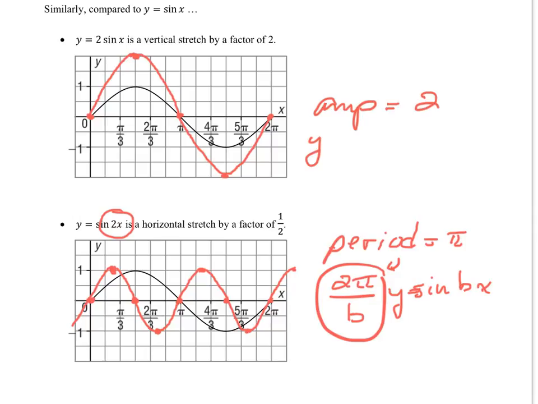So if we have y equals some value times the sine of x, then our amplitude is going to be this a value. Let's go down to the third graph.